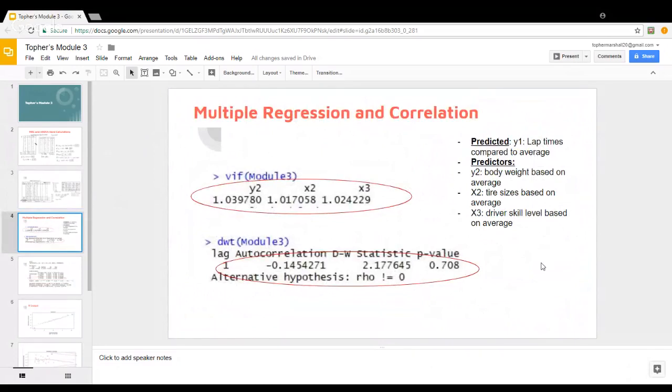So welcome. The data that I chose to conduct a regression on looked at body weight based on average, tire sizes based on average, and driver skill level based on average, and all of those served as predictors for Y1, which was lap times around a Formula One racetrack compared to the average. I chose multiple regression because I felt it was the best method for the data, given that there are multiple factors which I wanted to compare. And I wanted to use the current factors, body weight, tire sizes, and driver skill, to predict the future lap times for Formula One racing.